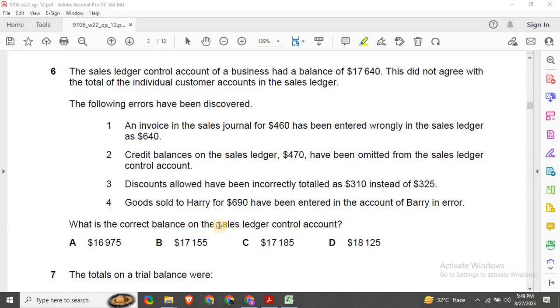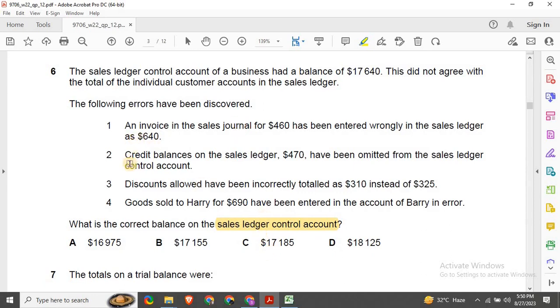So what should we write in the sales ledger control account? In the sales ledger control account, we'll write all trade receivables and related things. The first entry here, an invoice in the sales journal of 460 had been entered wrongly in the sales ledger as 640. So it is recorded in the sales ledger and in the sales journal. From the sales journal, we are assuming that we have been recording this in the sales ledger control account. So this entry will not affect your control account.